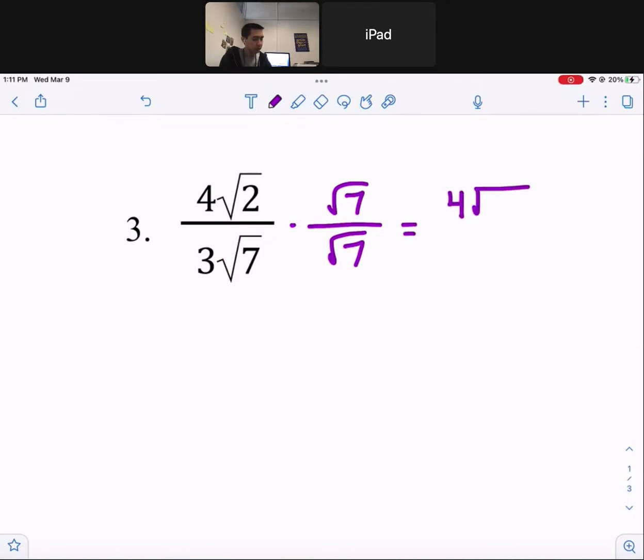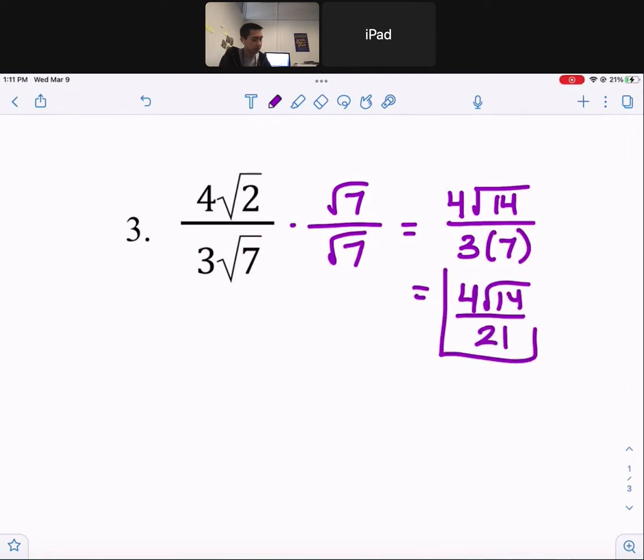4 square root of the 2 times the 7, which is 14. And then 3 radical 7 times itself, you guys, that's just 7. 4 square root 14 all over 21. And that's our final answer, you guys, because we can't simplify square root of 14. And the 4 over 21, you guys can't simplify that fraction either.